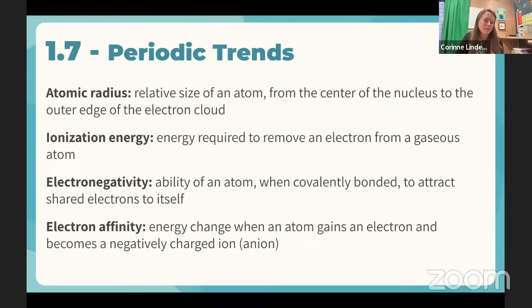So make sure to spend some time just looking through those trends and not memorizing the arrows, learning what this actually relates to. If you can think, it all relates back to the size of the atom. The smaller the atom, the closer those electrons are to the positively charged nucleus. Therefore, the harder it is to remove electrons and the higher the ionization energy. Everything goes back to the atomic radius.